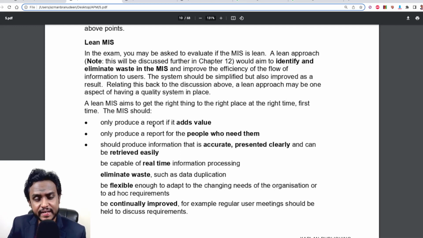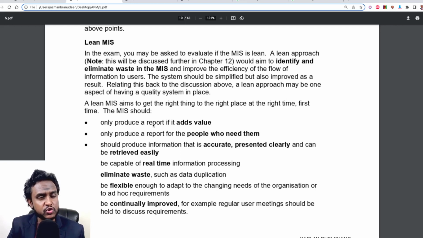So a lean MIS is essentially a system that aims to get the right thing to the right place at the right time, first time. A lean MIS is essentially a system that you build so that it can get the right information to the right person at the right time and the first time itself, so that you don't have to go back and forth. This is lean. As you can see, it's a very high standard to achieve. Obviously, it's coming from the Japanese themselves.